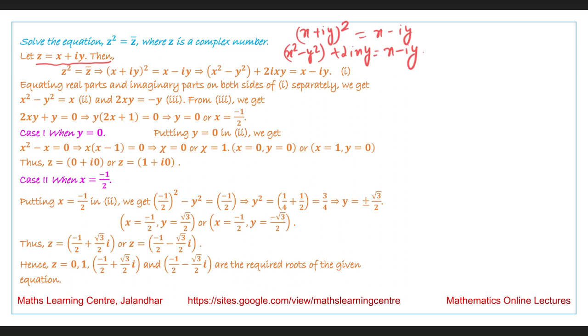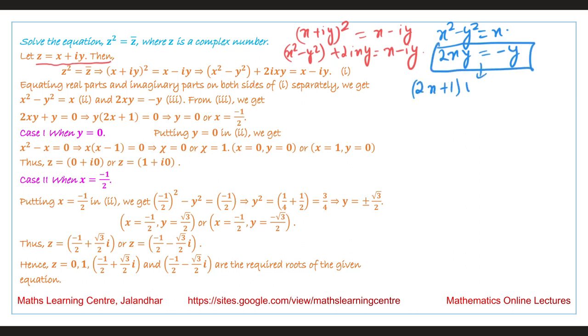Now if we compare the real and imaginary parts, we will have x square minus y square is equal to x, and 2x into y is equal to minus y. So if we look at this equation over here, we obtain 2x plus 1 into y is equal to 0. So we obtain the values over here. One value we obtain is y is equal to 0, and second we obtain is x is equal to minus 1 by 2.